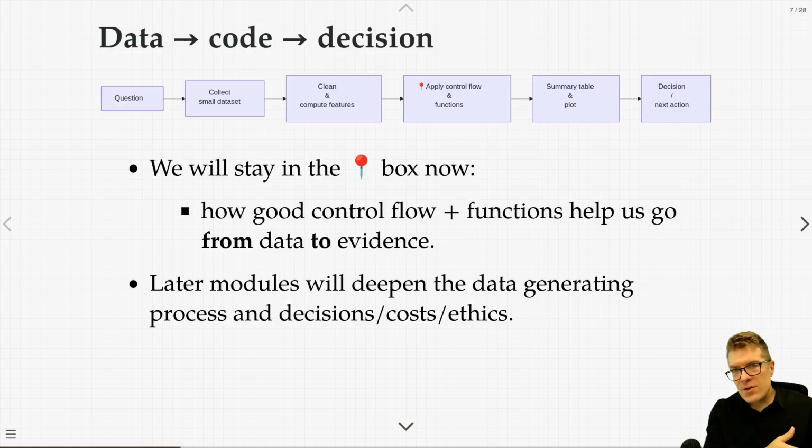So the general idea of starting with data and using the data to produce code and using that code to come to a decision about something is a pipeline that we're going to see over and over in this class. Today we're going to focus mostly on just this one box over here in which we apply control flow functions along this overall pipeline. So we'll start with data in this marked box for now. How good control flow and functions help us go from data to evidence is the topic of today's module.